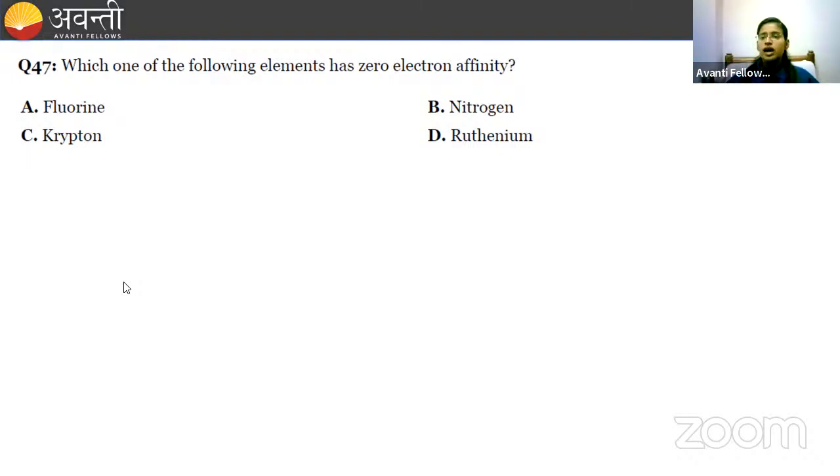When I am trying to add an electron to an atom, some amount of energy will be released from the atom, and we call that energy electron affinity. Now, moving forward with this concept, we have 4 elements: fluorine, nitrogen, krypton and ruthenium. Out of these 4, krypton is a noble gas. Noble gases have a completely filled configuration.